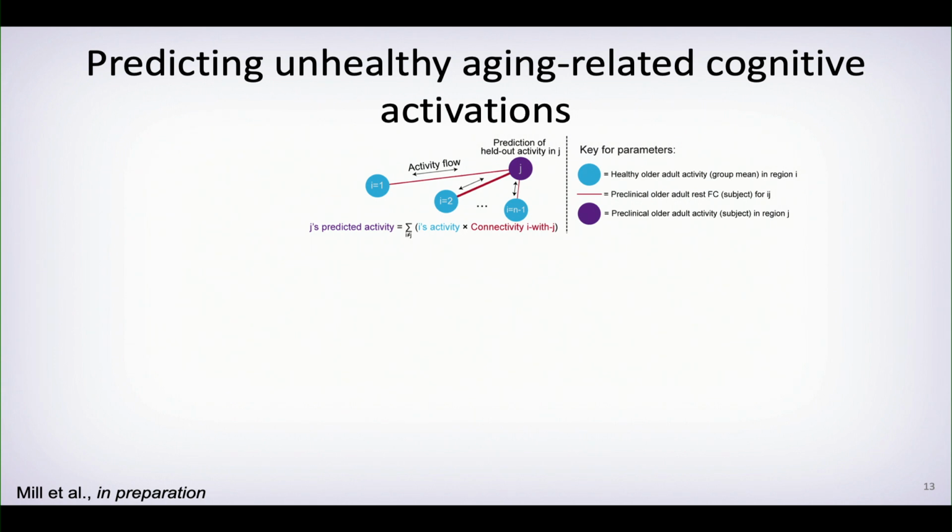So now the blue regions, the blue spheres, are representing healthy older adult activity, and then the connections are from preclinical older adults. And then we're trying to predict the preclinical older adult activity over in region J, and we do that just as before, one region at a time. And in this case, we're looking at a genetic biomarker for preclinical Alzheimer's disease versus healthy older adults.